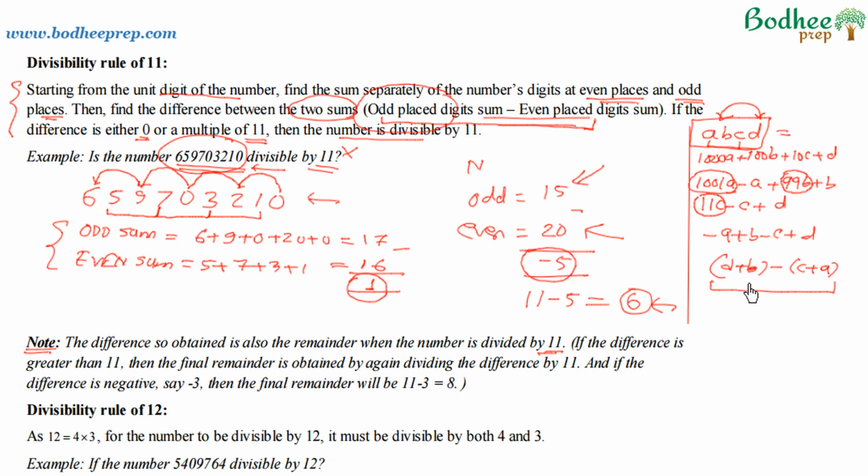So that is the logic. Although it is not the most appropriate proof, this is just an illustration of how this rule works. Now let's move to the next divisibility rule, and that is the divisibility rule of 12.